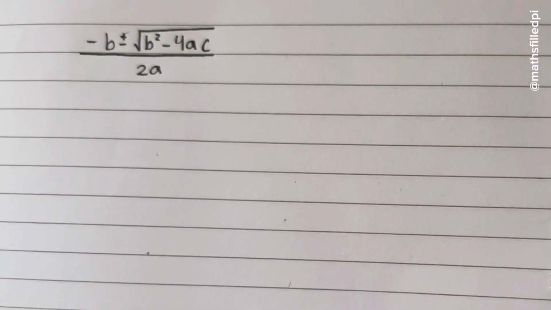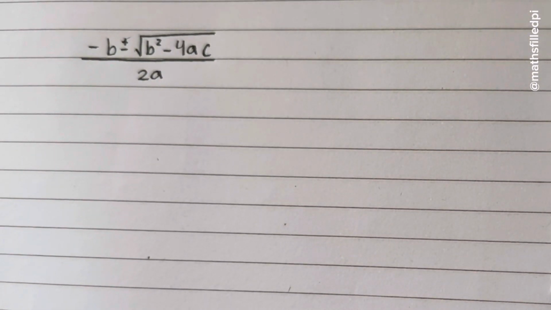Today I'm going to be showing you how to use the quadratic formula. Okay, so this is our quadratic formula. It is minus b add or minus the square root of b squared minus 4ac all over 2a.